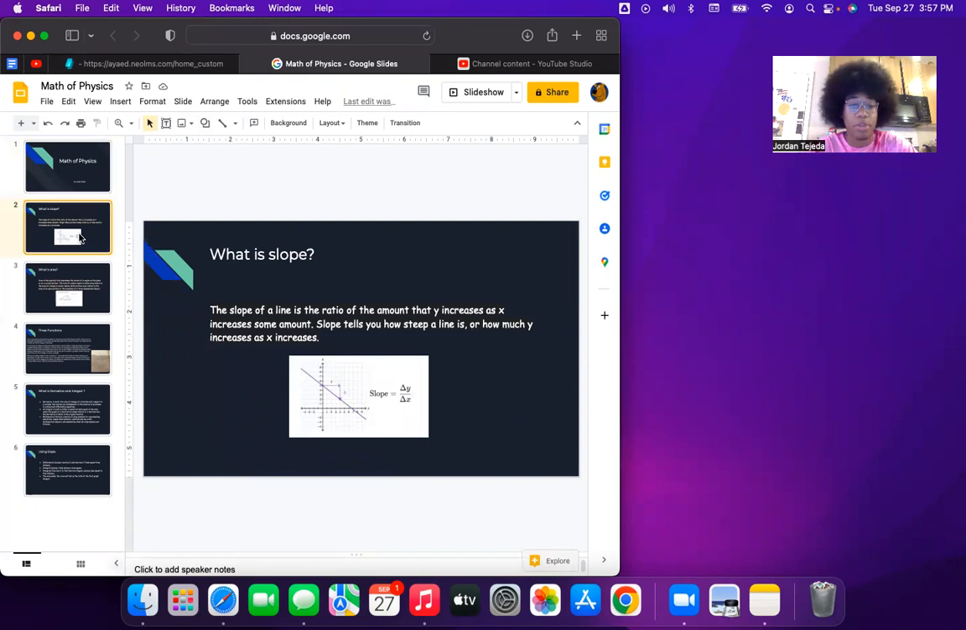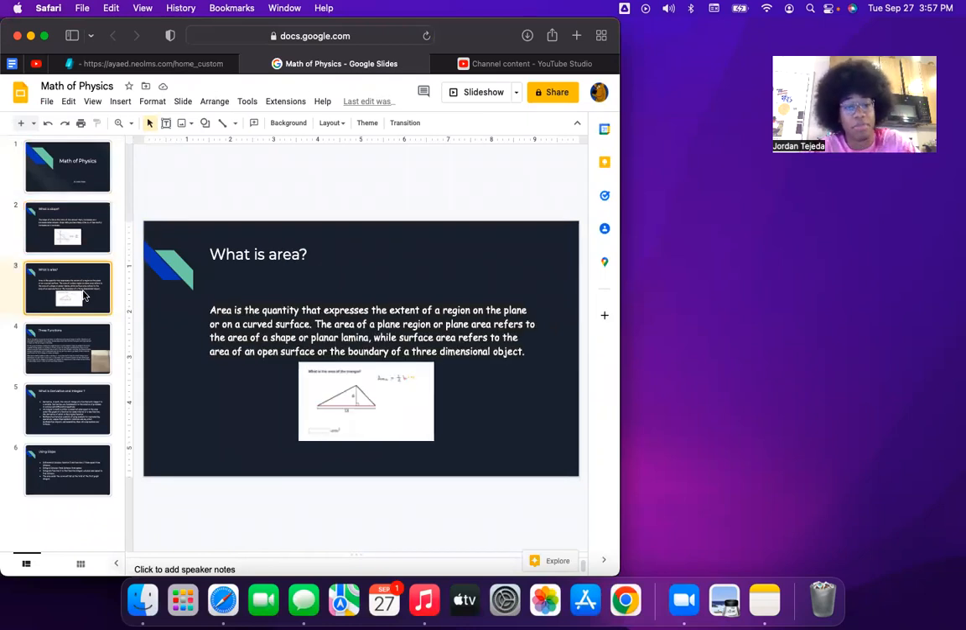So the slope of a line is the ratio of the amount that y increases as x increases some amount. Slope tells you how steep a line is, or how much y increases as x increases.